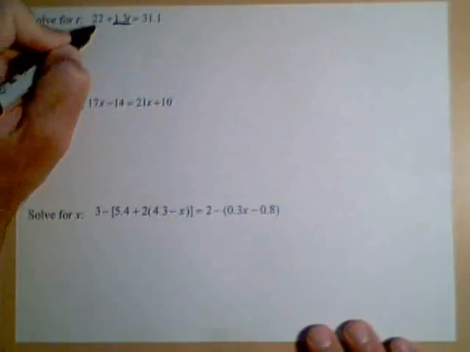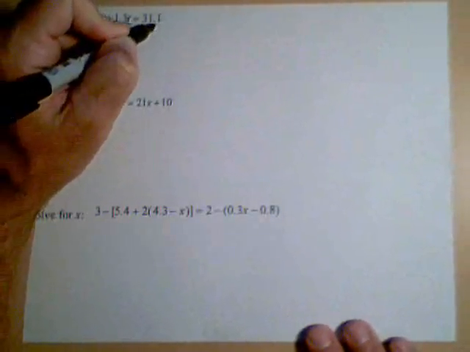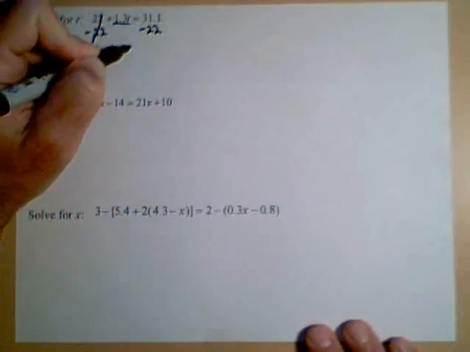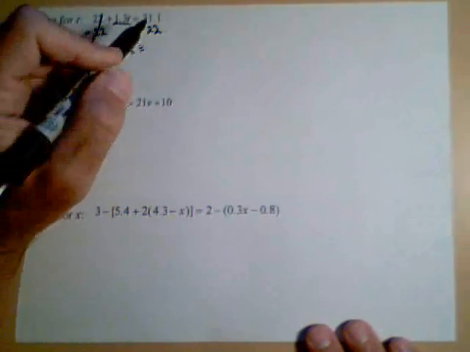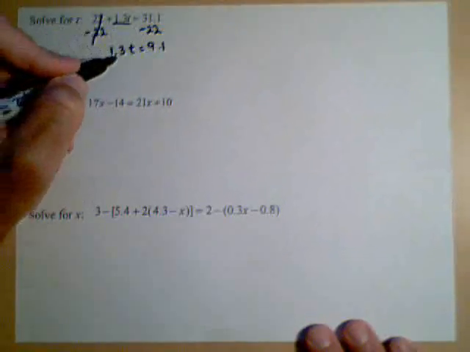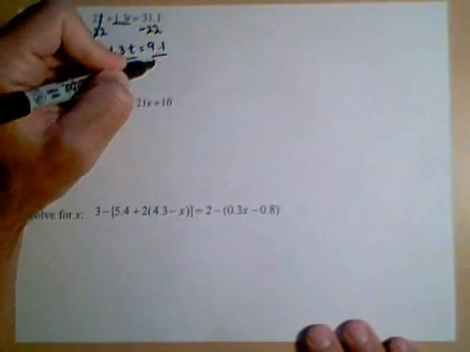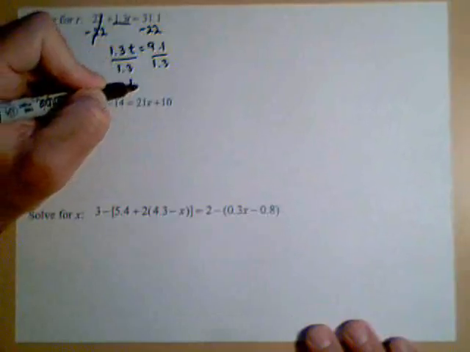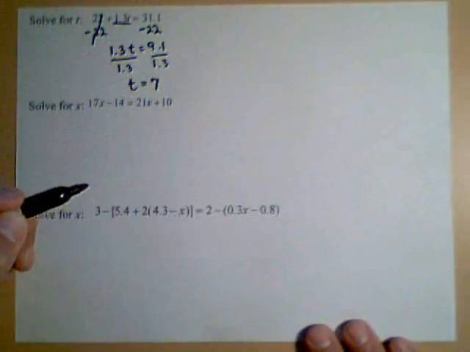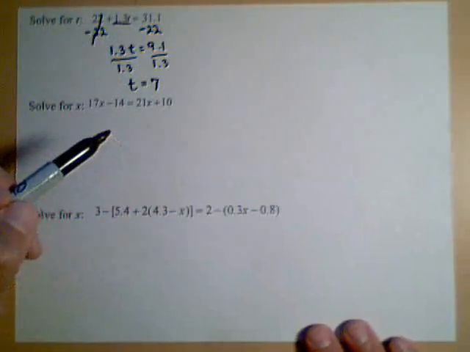To do this, we can subtract 22 off of both sides, and that'll cancel these out, and we get left with 1.3t equals 9.1. Now to completely solve for t, we can divide both sides by 1.3, and we are going to get t equals 7. And that's our solution. We can check it by plugging it back in, which is a good habit.